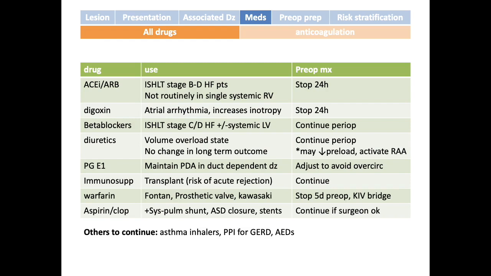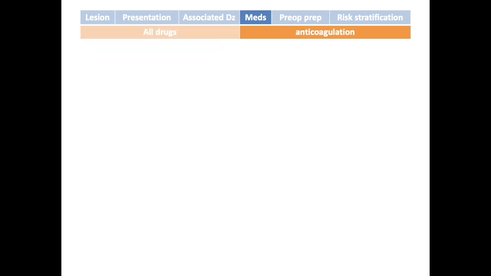Other non-cardiac medications that should be continued perioperatively include asthma inhalers, proton pump inhibitors for gastric reflux, antiepileptic drugs, as well as nutritional supplements for poor growth. The management of warfarin for elective cases depends on the balance between bleeding risk and clotting risk.